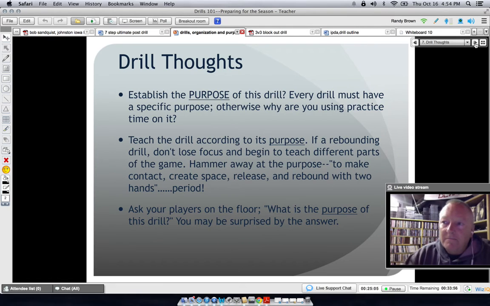So you're in the middle of a drill and ask one of your players, hey, what's the purpose of this drill? What are we trying to accomplish and get better at? Now, if they don't know, then I'd say they're not learning much during that drill. Ask your players what the purpose is. Ask your players the name of the drill. If you want to find out if they're on the same page as you, ask them to tell you what you just told them.